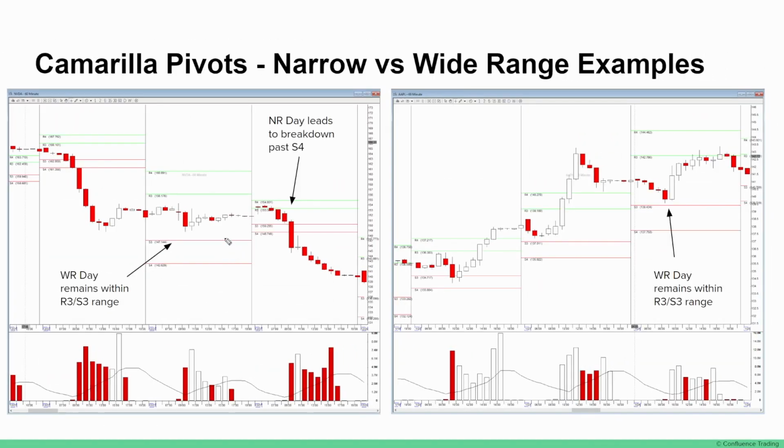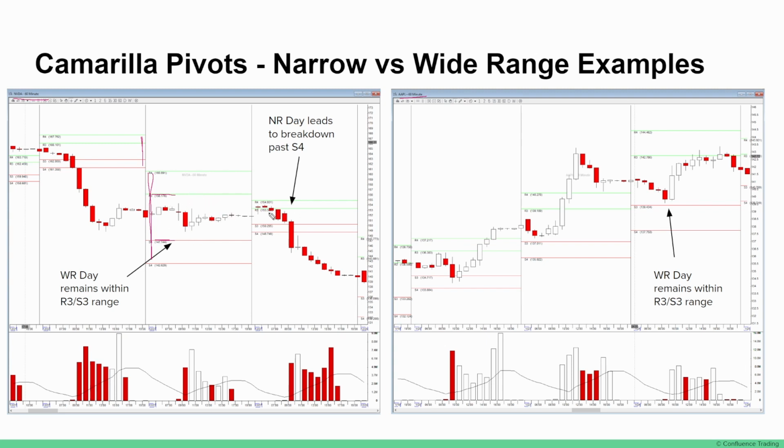Okay, so here we've got an example from NVIDIA and an example from Apple. Both of these are 60-minute charts, so over a couple days range. You can see that the NVIDIA chart over here had a much wider cam range on this day compared to the previous day, and you gapped down here pretty heavily. So generally speaking, you would expect for NVIDIA to chop sideways within the R3 to S3 range, and not really break out past that. And you can see it did that here perfectly.